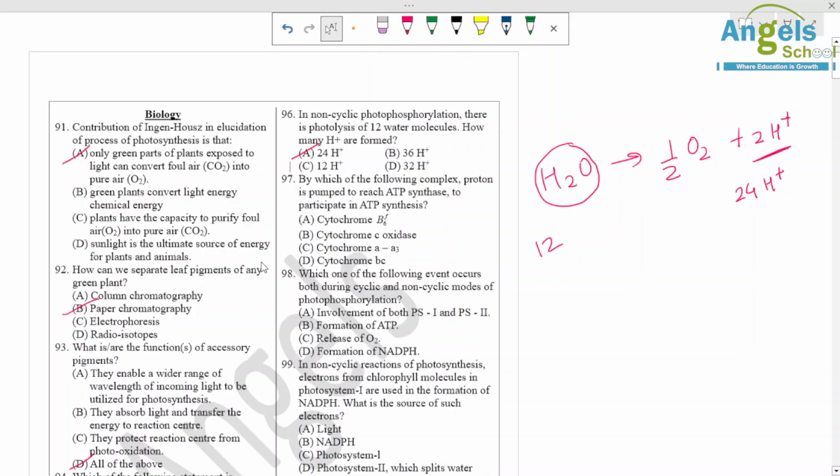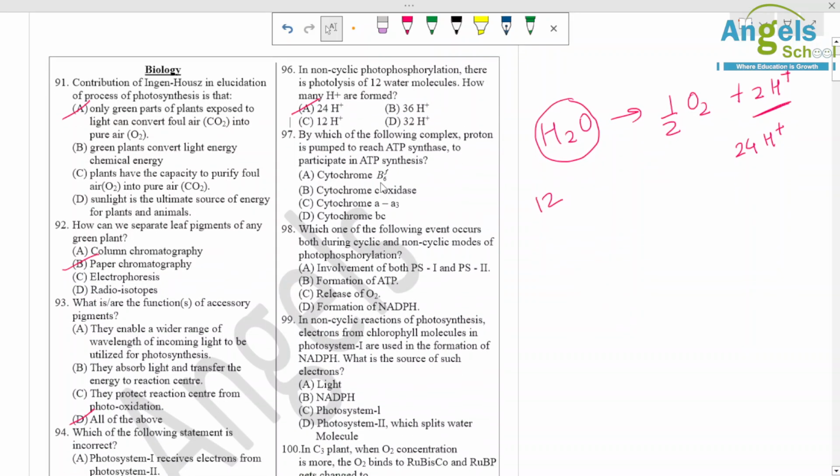By which of the following complexes is proton pumped to reach ATP synthetase to participate in ATP synthesis? Okay, so options are cytochrome b6f, cytochrome c oxidase, cytochrome a3, and cytochrome bc. So the right option is cytochrome b6f, which is responsible for ATP synthesis.